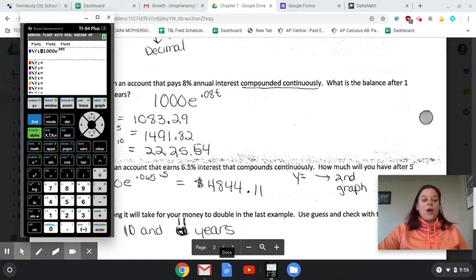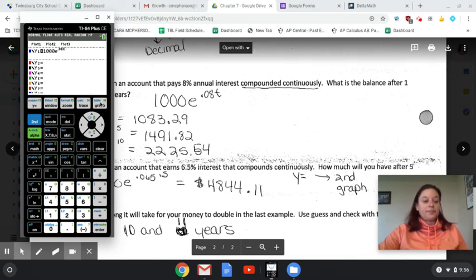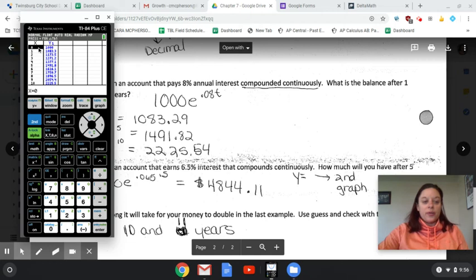Once you do that, now we can look at a table of values and see very quickly 1 year, 2 years, 3 years down the road what's happening. So your table is under second and graph. You have to type the equation in first. And what you'll see here is X is your number of years, and then Y is how much money.